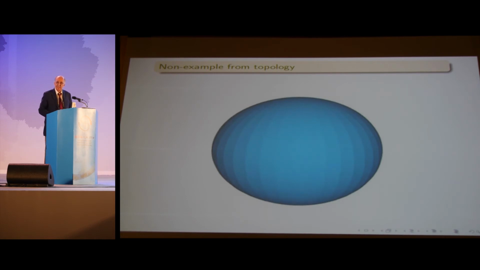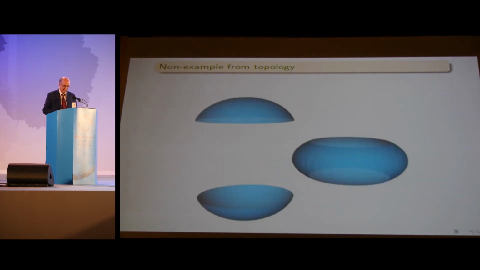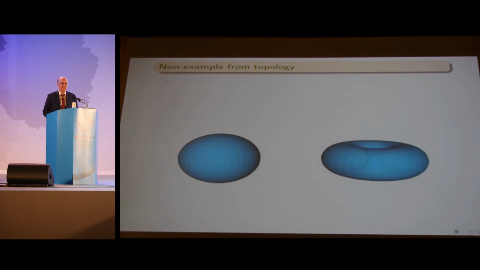Okay, so then I have this non-example from topology: if I manage to push this button right, then you will see that you can cut a sphere into several parts and assemble out of it a sphere and a torus. So you can do this in topology, but something similar can never be done in algebraic geometry. Okay, so I succeeded in doing it. And so in algebraic geometry, you cannot do this. So it's a nice picture, but it's still a non-example from topology.